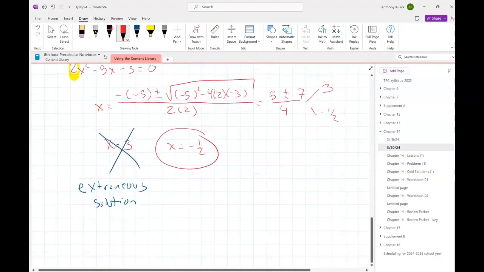If I happen to get both answers as extraneous, I would just say there's no solution then, right? If you discard all the answers and you have no answers left, that just means there's no solution.